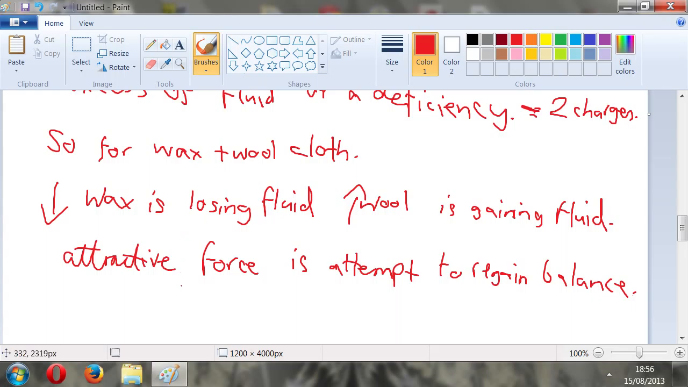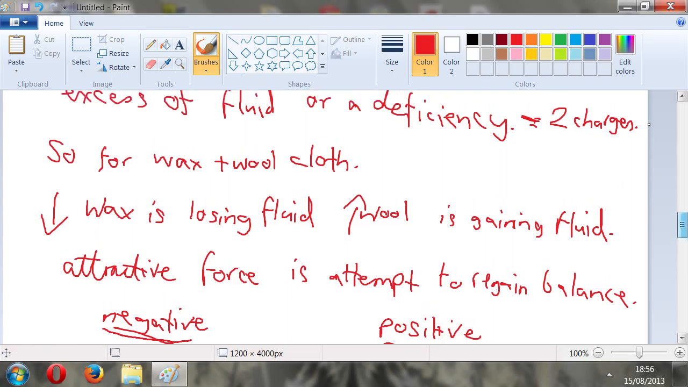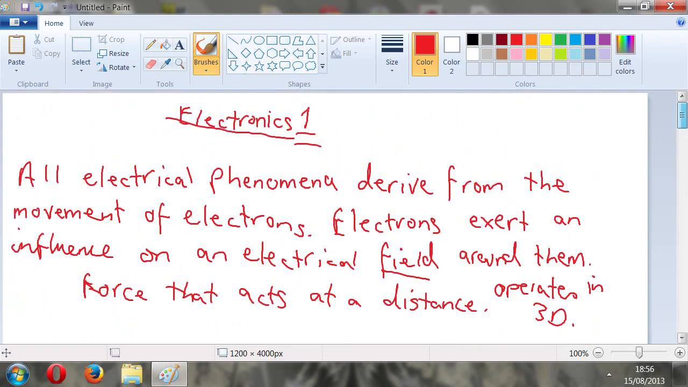But yeah, because the wax had lost fluid, this was known as negative. And the wool had gained fluid, this was known as positive. So we can see that we're starting to see the beginnings of understanding electronics, because we've got the negative and positive. Now, of course, things weren't exactly like this. And like I've mentioned at the top here, all electrical phenomena derive from the movement of electrons. Electrons exert an influence on the electrical field around them.